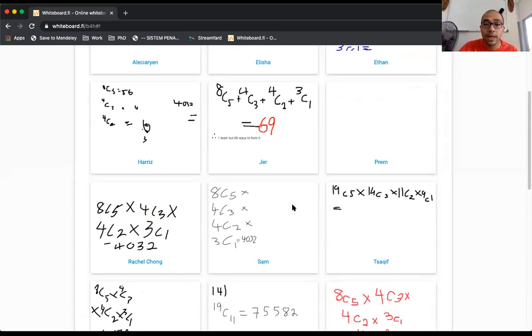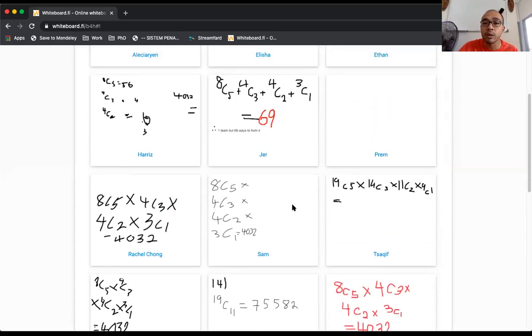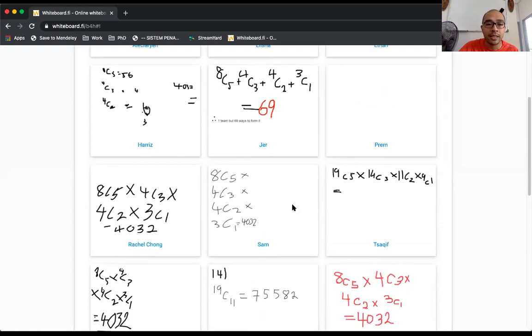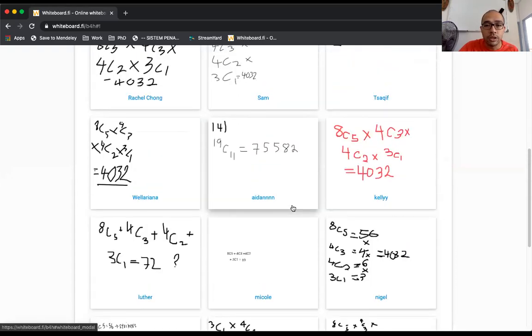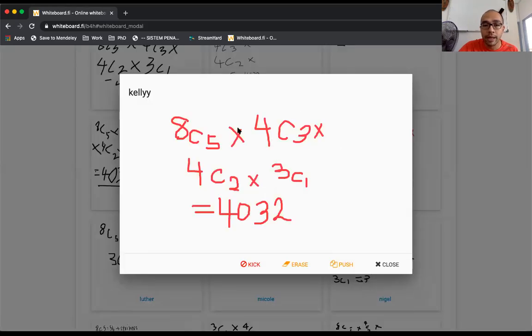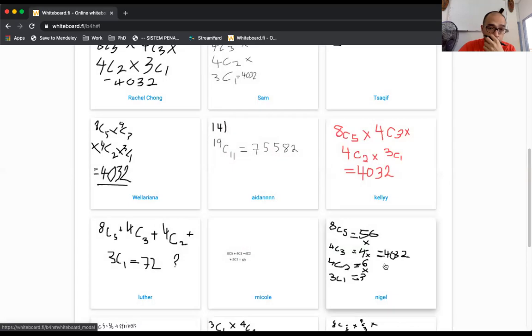Okay, because the working is the same. Once I got it, the working is the same, but the answer is slightly different. Quite a number of you choose to use multiply. Like for example, Kelly, same situation, 8C5, 4C3, 4C2, 3C1, and you use multiply. Okay, so the question is, which one is correct? Is it multiply or is it plus?